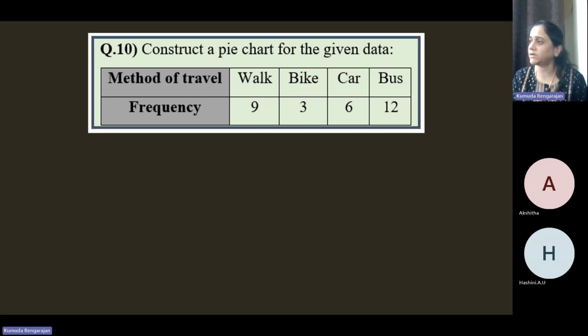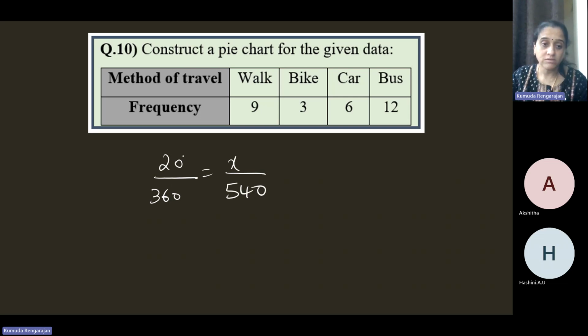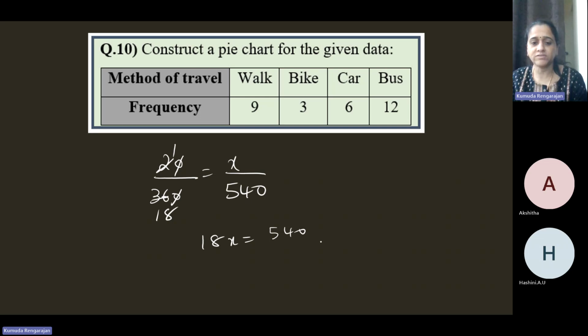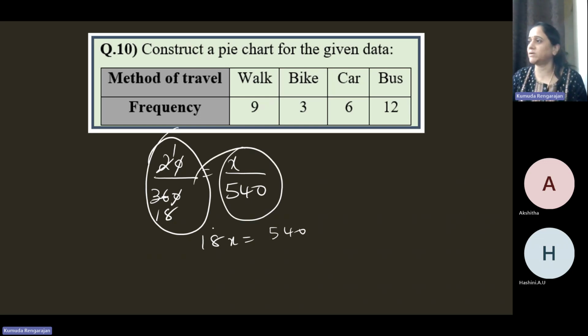Cross multiply and simplify. Okay, one minute. What did I write? 20 by 360 is equal to x by 540. 20 into 18 is 360, so you can simplify. Now cross multiply. 18x is equal to 540 into 1. x is equal to 540 by 18, which is 30. This is a fraction you can simplify, and then you should cross multiply.